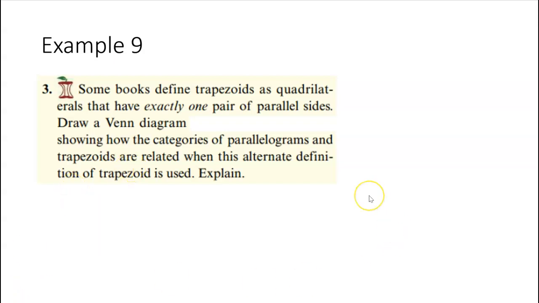So some books define trapezoids as quadrilaterals that have exactly one pair of parallel sides. So we're going to draw a Venn diagram showing how the categories of parallelograms and trapezoids are related when this alternate definition of trapezoid is used. So now we're bringing in Venn diagrams and shapes here. So first, let's see here. What is the definition of a trapezoid? In this case, a trapezoid has exactly one pair of parallel lines. So that means not 0 and not 2, right?